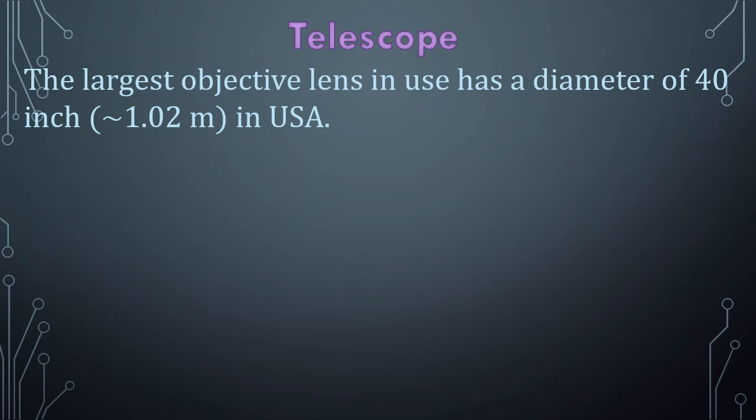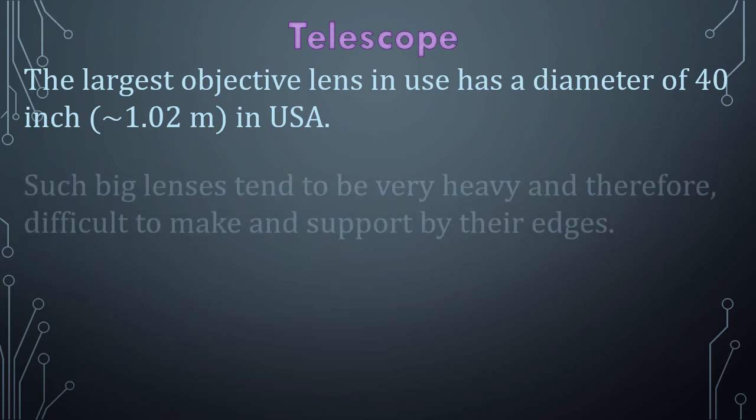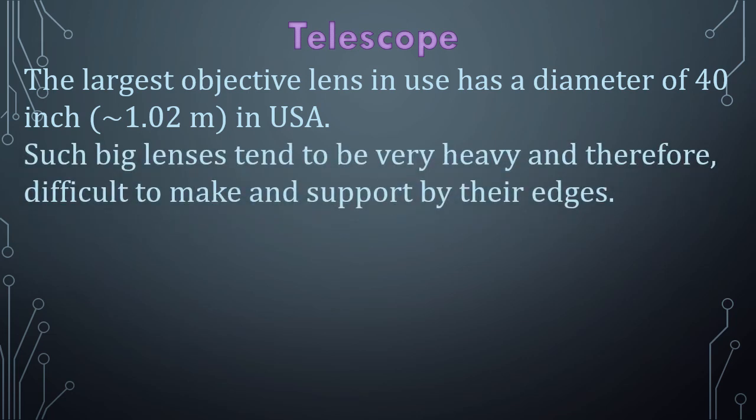such lenses. Obviously, we cannot provide support at the back of the lens because in that case, this support will block the amount of light passing through the lens. So, the only possible way is to provide the support at the edge of the lens, which is really difficult. Such big lenses tend to be very heavy and therefore difficult to make and support by their edges.